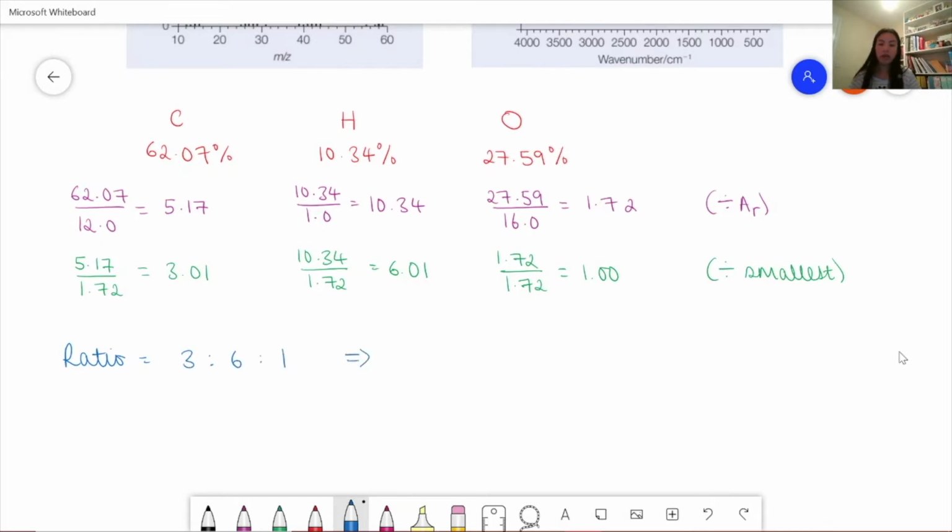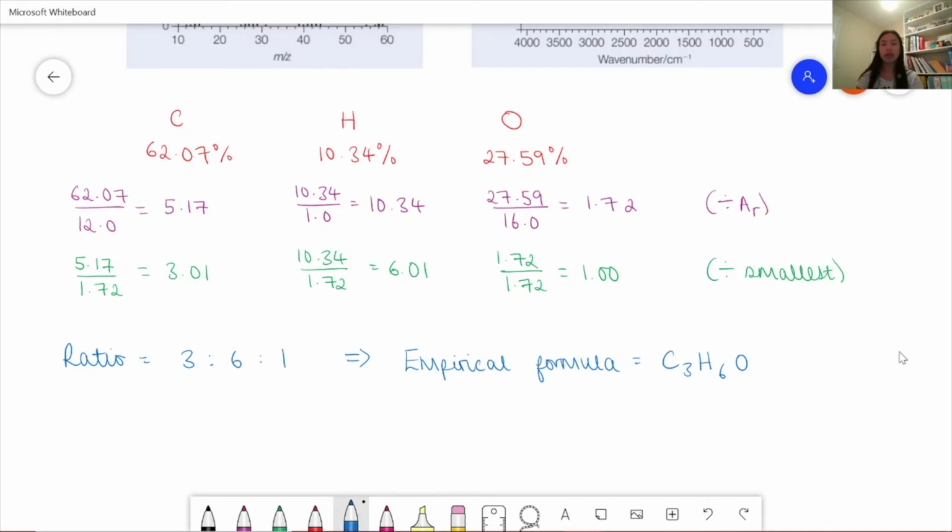And so our empirical formula is equal to C3H6O. And now we have to try and work out our molecular formula to actually see how many of each element we actually have in this compound, because the empirical formula is just the simplest whole number ratio.